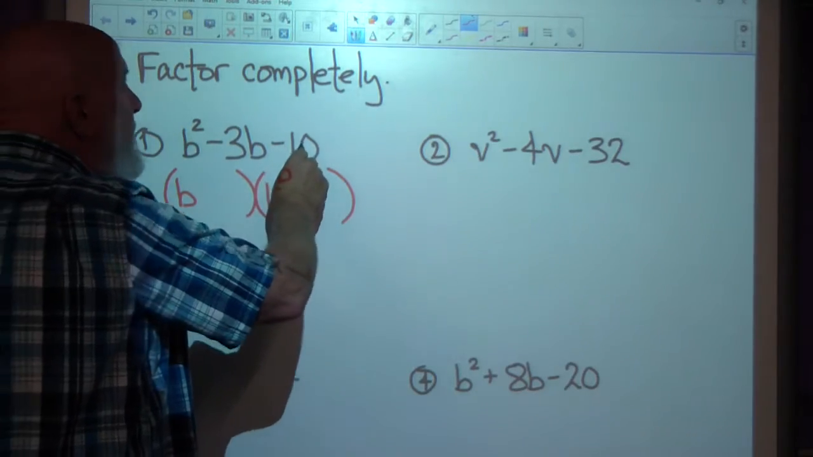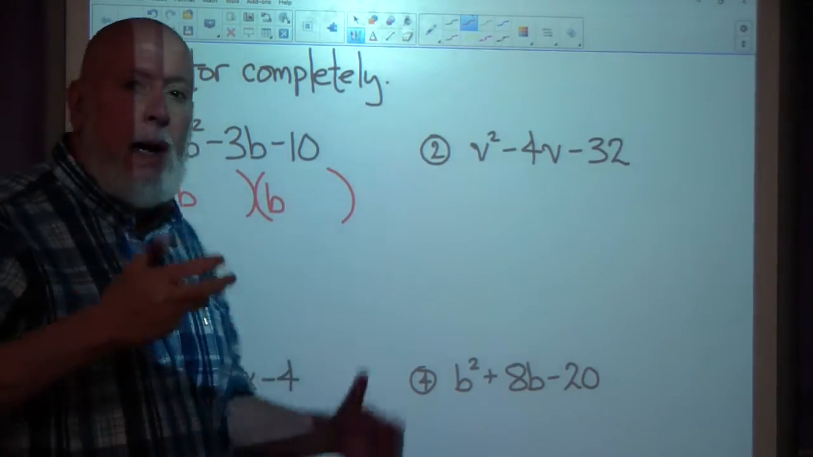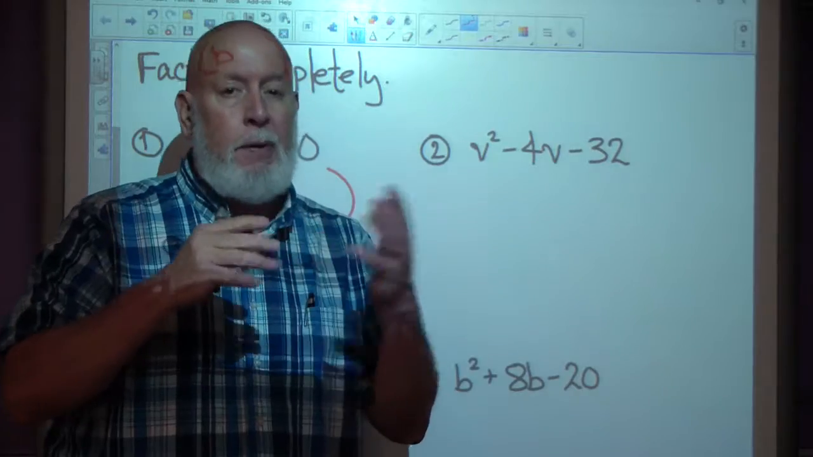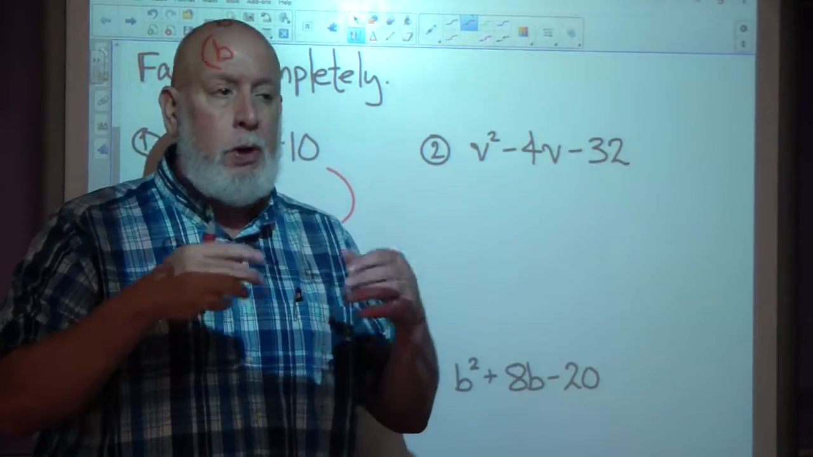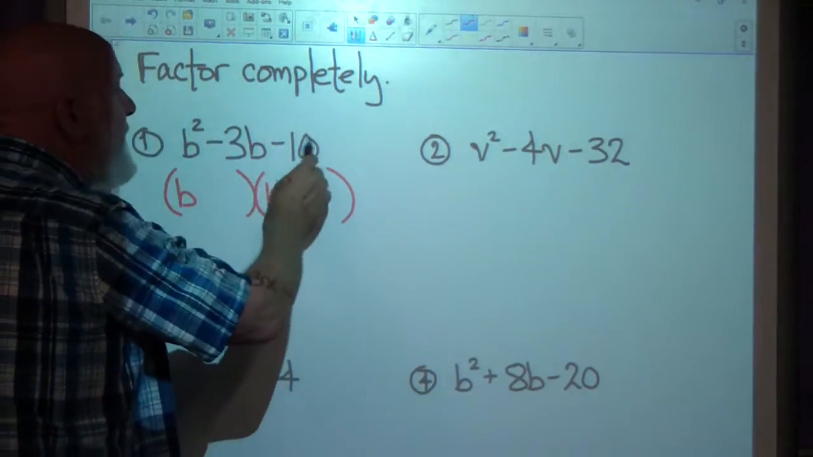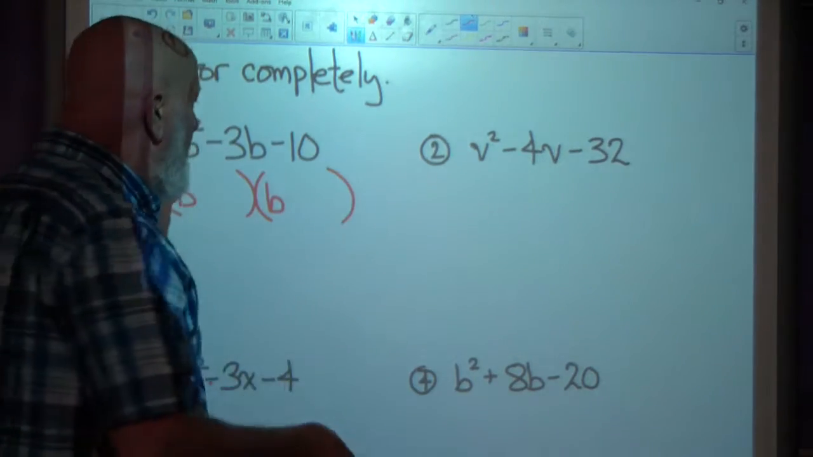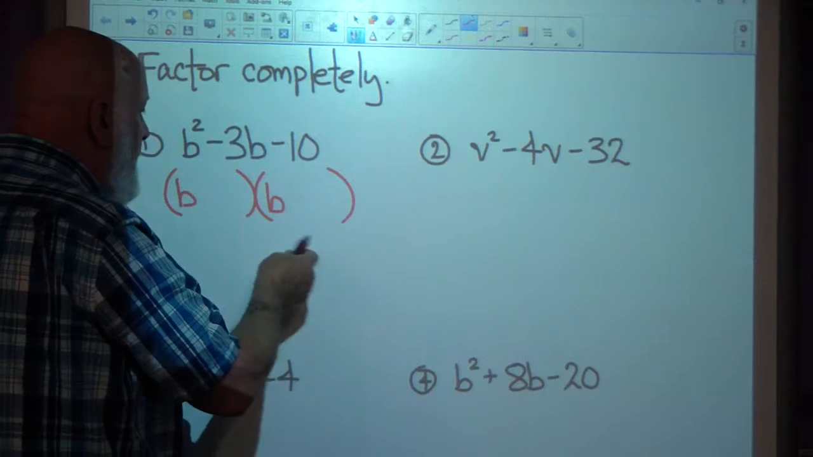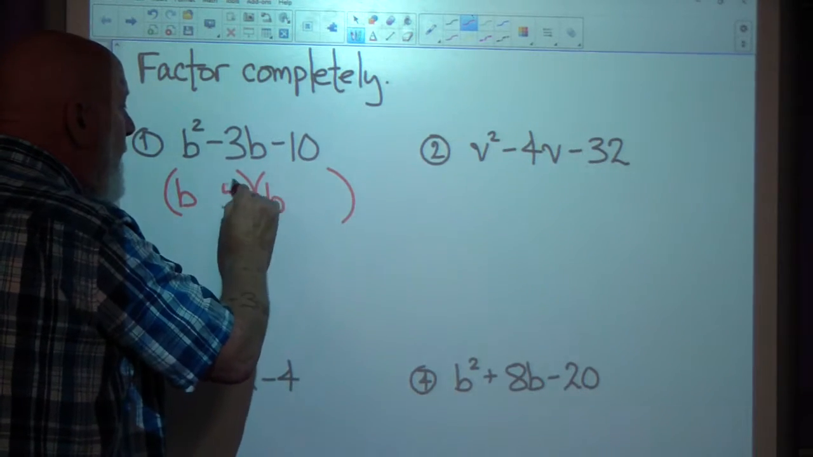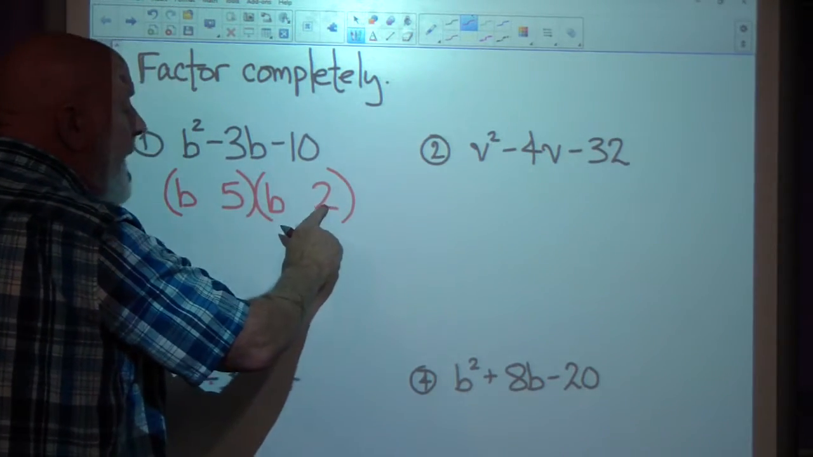Then we take factors of 10. Those are numbers that I can multiply together to give me 10. For instance, 10 and 1 or 2 and 5. If I take factors of 10 that will add together or subtract to give me 3, well, I know that that would be 5 and 2. Doesn't matter where I put the 5 and where I put the 2. I could put the 5 here and the 2 here.